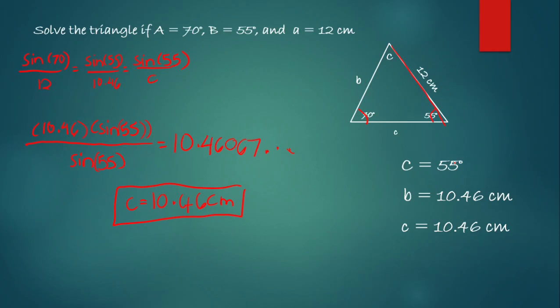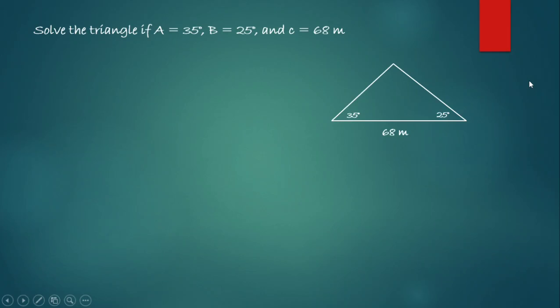Let's move on to another example. Solve the triangle if angle A equals 35 degrees, angle B equals 25 degrees, and side C equals 68 meters. This is going to be angle A, this is going to be angle B, and this is side C. We are looking for side B, side A, and angle C.